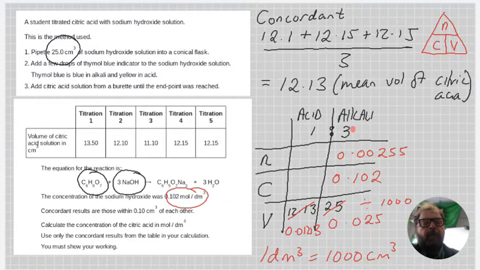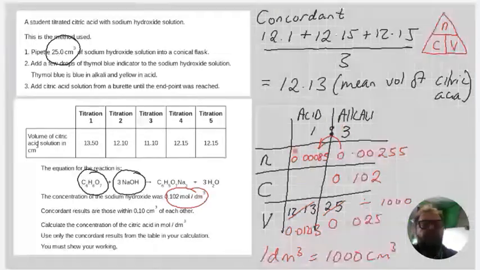Now comes the part where the ratio is important. I know that this number of moles equates to 3 in my balanced equation, so I need 1/3 of the amount of acid in terms of moles. So I'm going to divide this number here by 3 and get 0.00085 as the number of moles of acid. So this number to this number is the same as a ratio of 1 to 3.